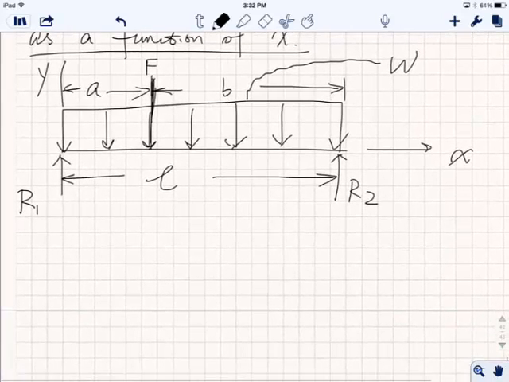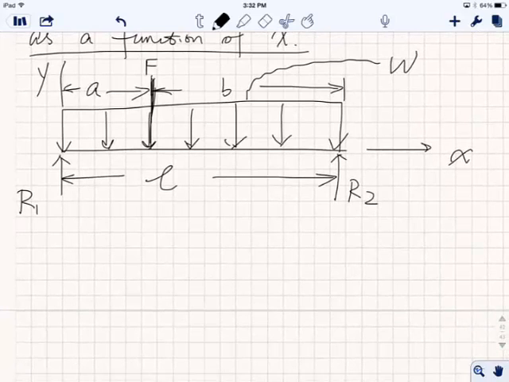All right, so this point we call A. This point here we call B. This point we call C. A, B, and C, three points. B is the point where the concentrated force is applied. Okay? All right.